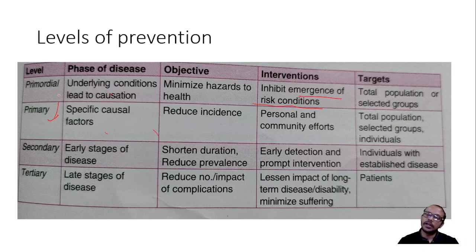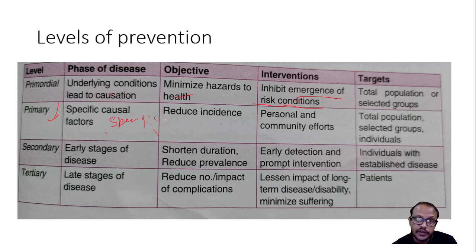If an adult college-going student is already smoking and you try to stop the smoking so that coronary artery disease and lung cancer cannot develop, this kind of prevention is primary prevention, because the risk factor is there and he is smoking. So primordial is inhibition before the emergence of the risk factor, and primary is after the emergence of the risk factor.